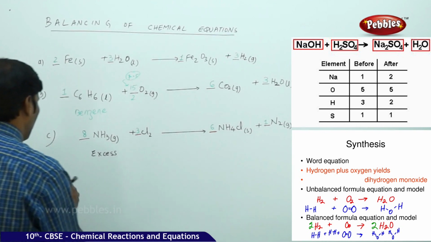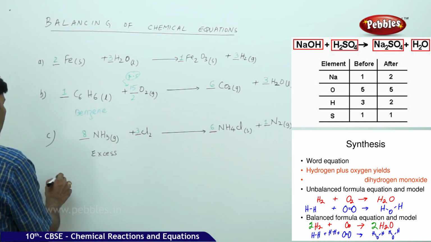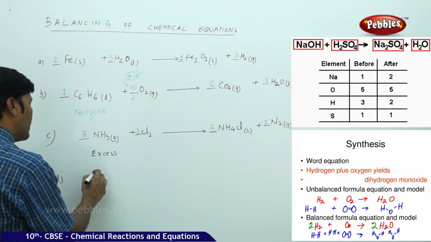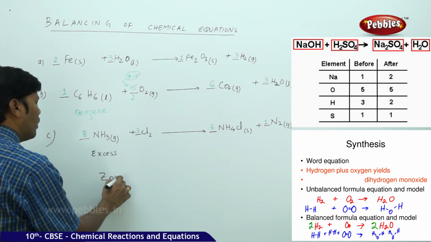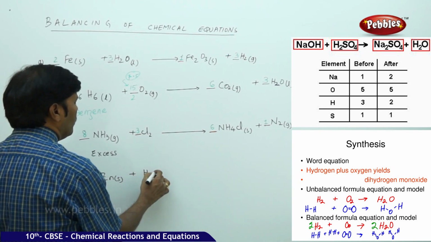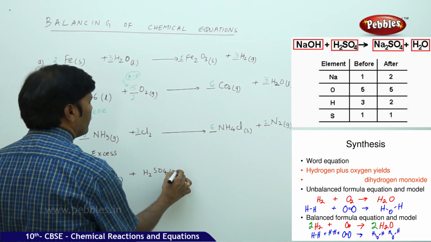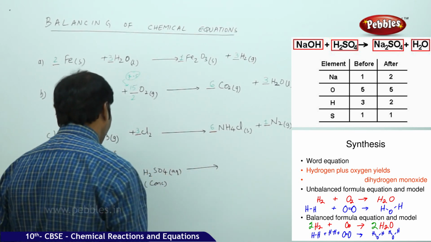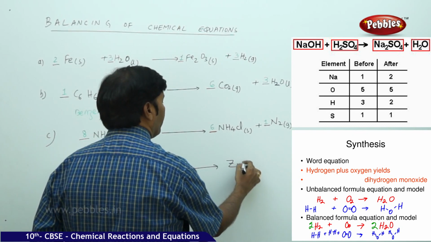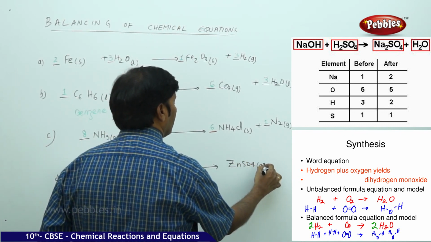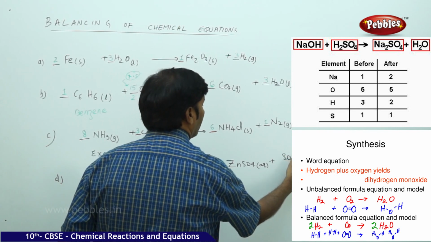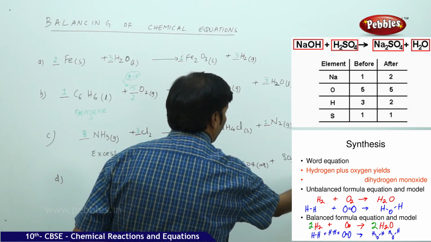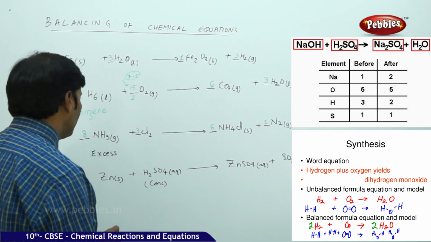Likewise, one more last example I would like to give you. Suppose you are taking zinc solid, which reacts with concentrated H2SO4 aqueous, giving rise to zinc sulphate aqueous plus sulfur dioxide gas plus H2O liquid. So you have to balance this equation.